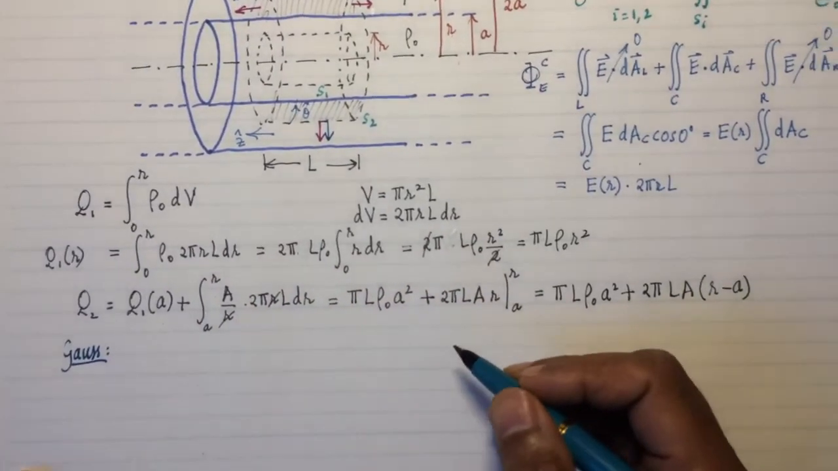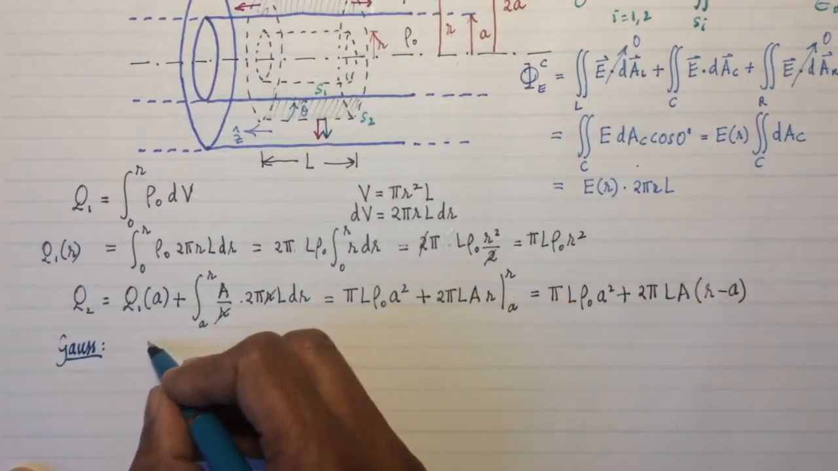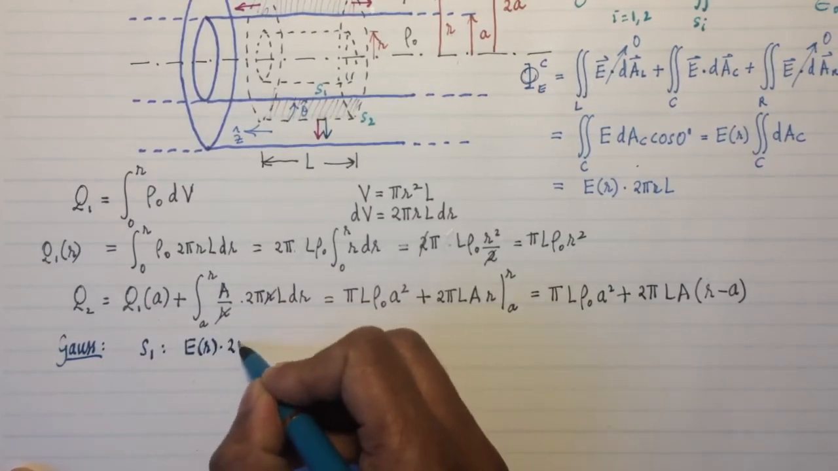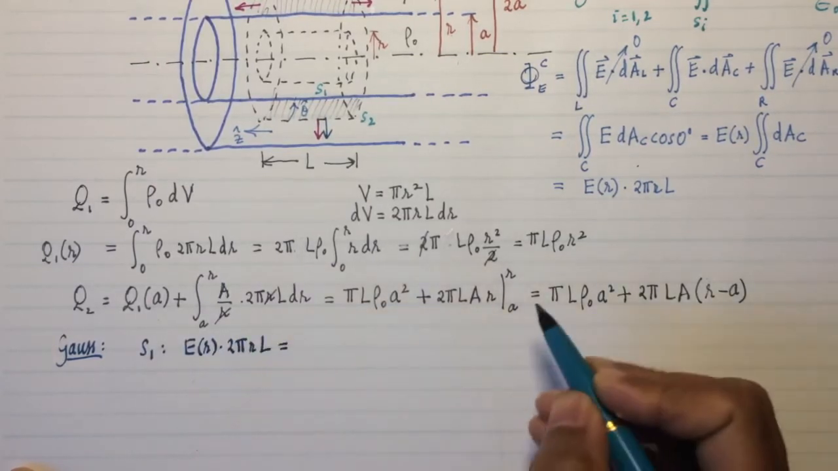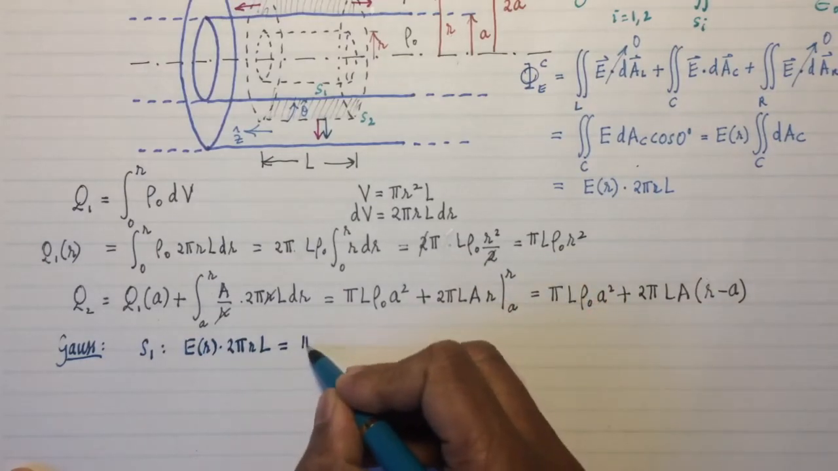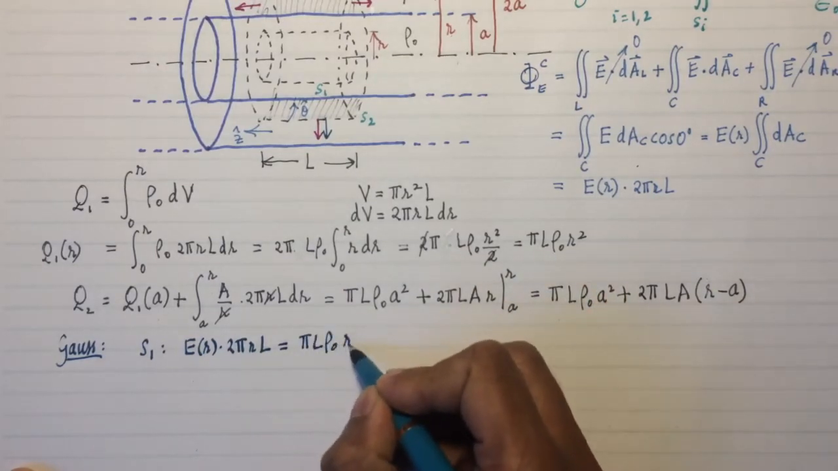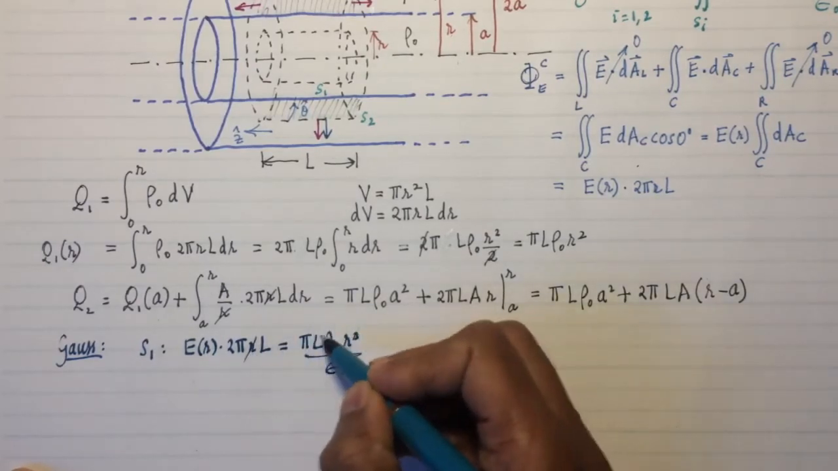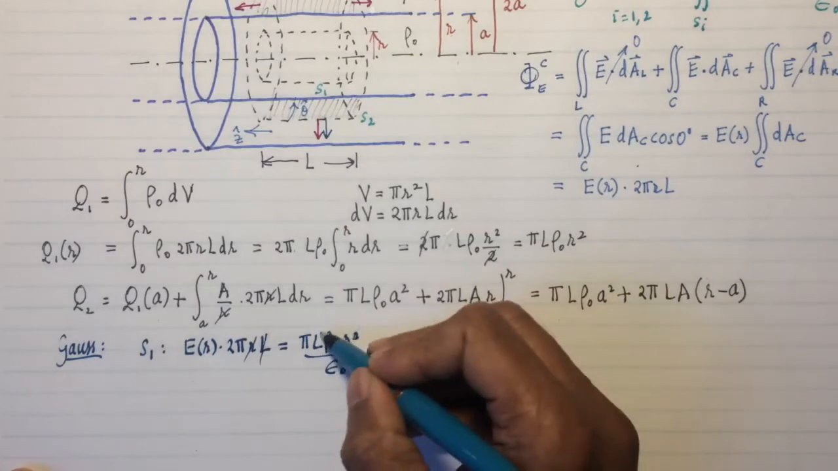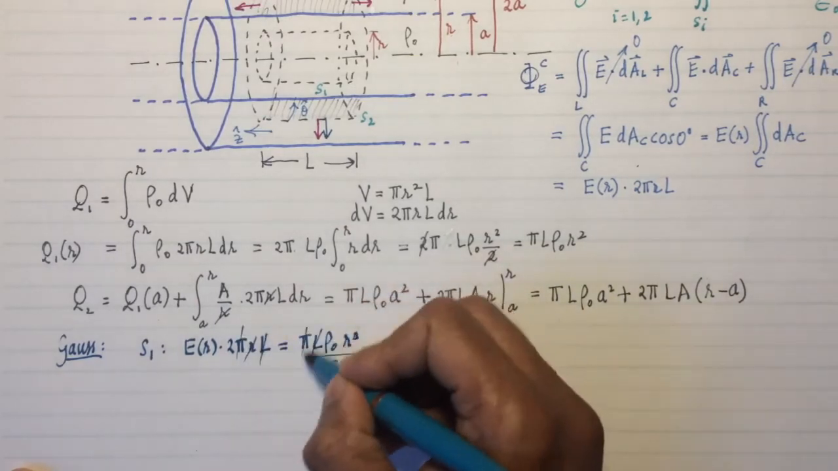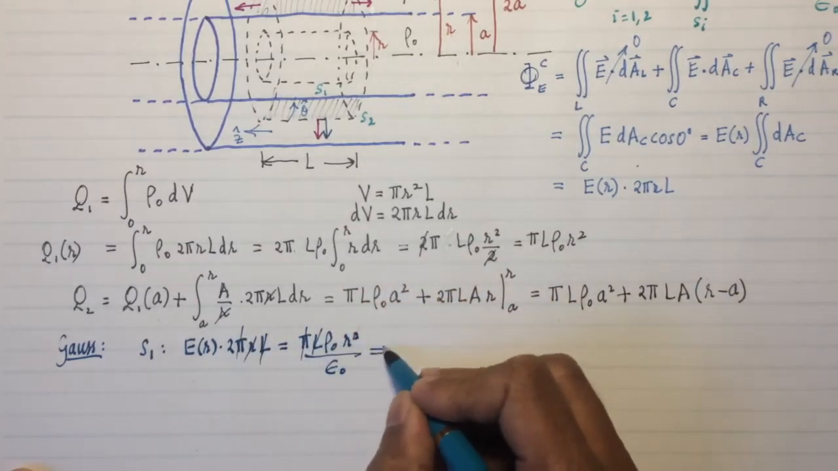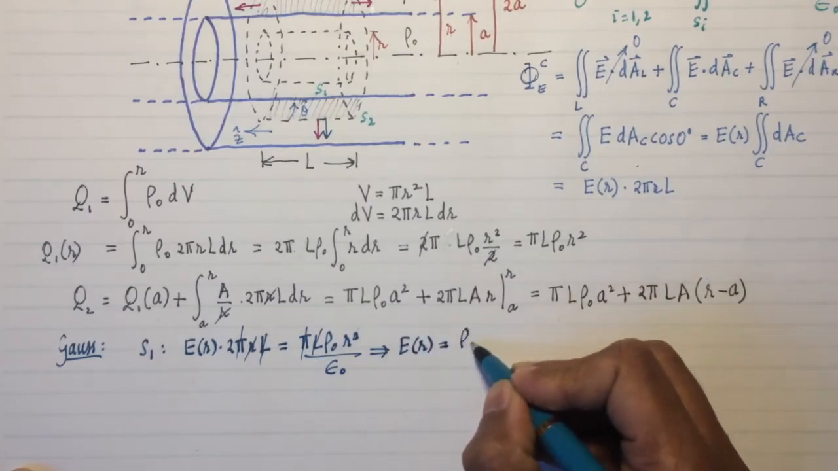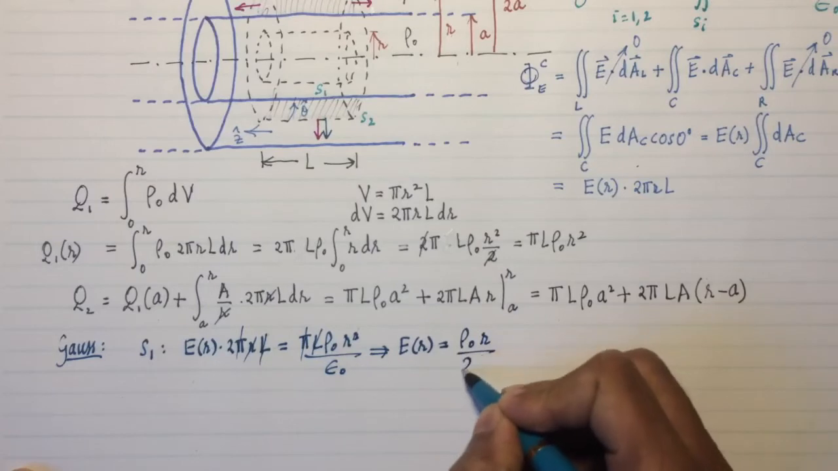All right, let's do this. For the surface S1, I have E(r) times 2πrL equals Q1, which is πLρ₀r² over ε₀. Observe that one of the factors of r cancels out. Your L, which should not appear, also goes away. There's a π that cancels out. So all said, E(r) inside is just ρ₀r divided by 2ε₀.